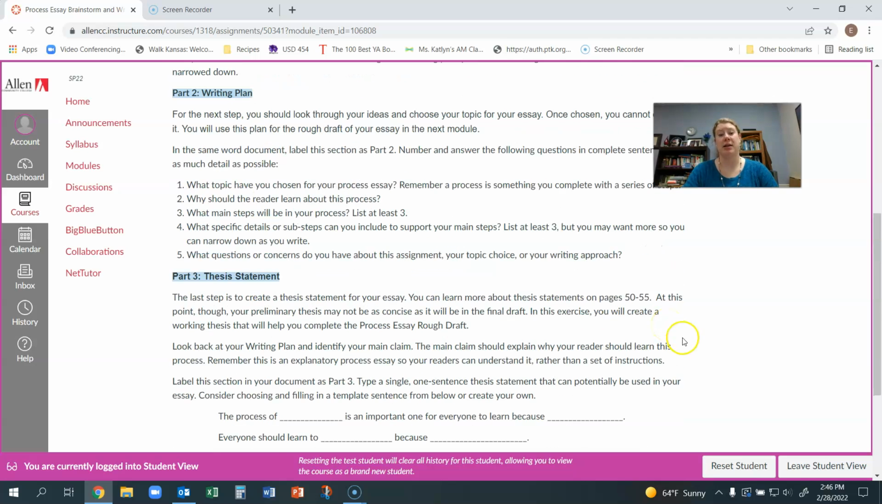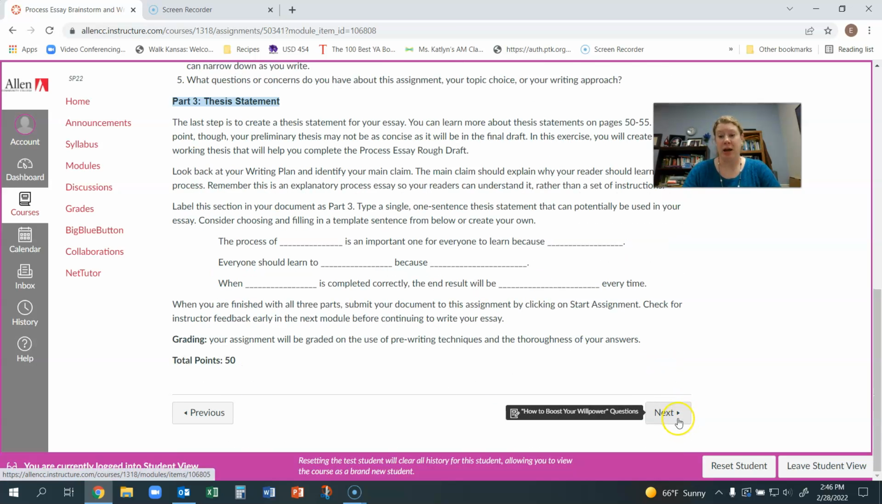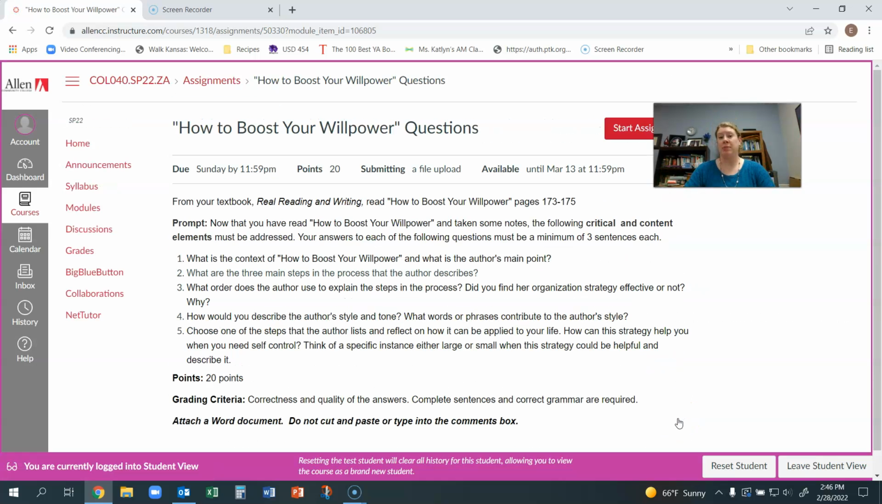Your thesis for this essay is basically why this process is important to continue doing. So, if it's a family recipe, why is it important to your family? Why should it be continued within your family? If it's learning how to change the oil on your car, what's the advantage for the reader to learn how to change their own oil, that kind of thing. So that is the major assignment in this unit.